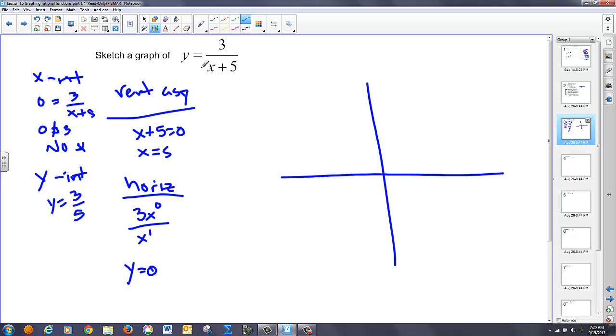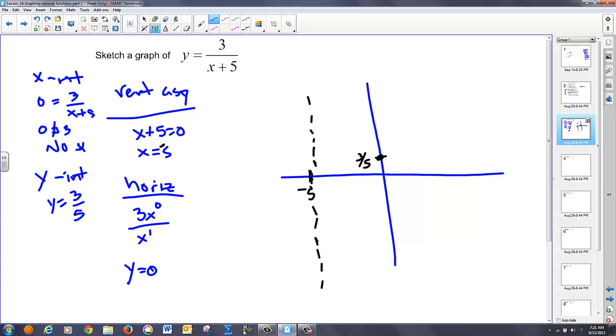Now we'll plot some of this stuff and see what we've got, and see if we can analyze this graph from here. So I know I have an x-intercept that doesn't exist. y-intercept, let's call this 3/5. And I'll put a little dot right there. I have a vertical asymptote at -5. So I'm going to throw that line right here.